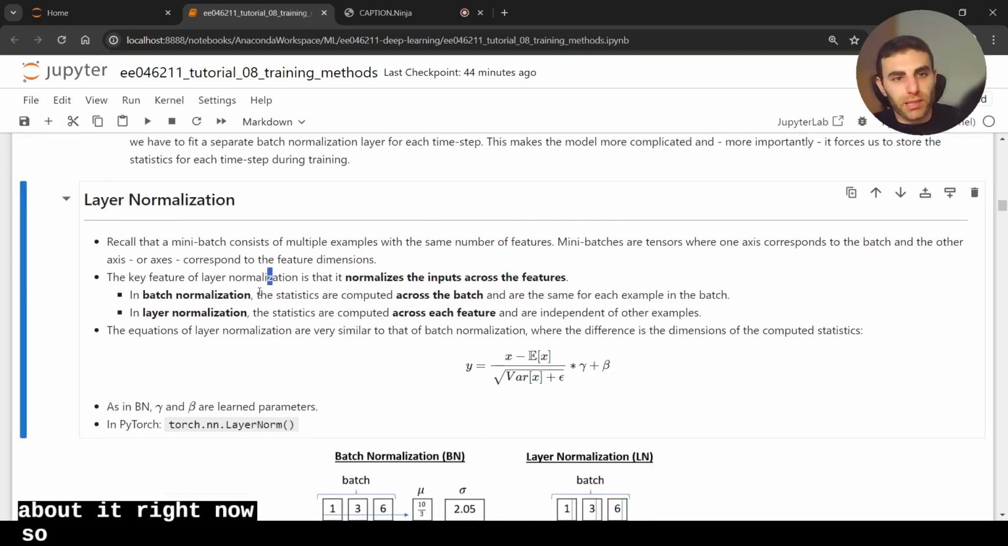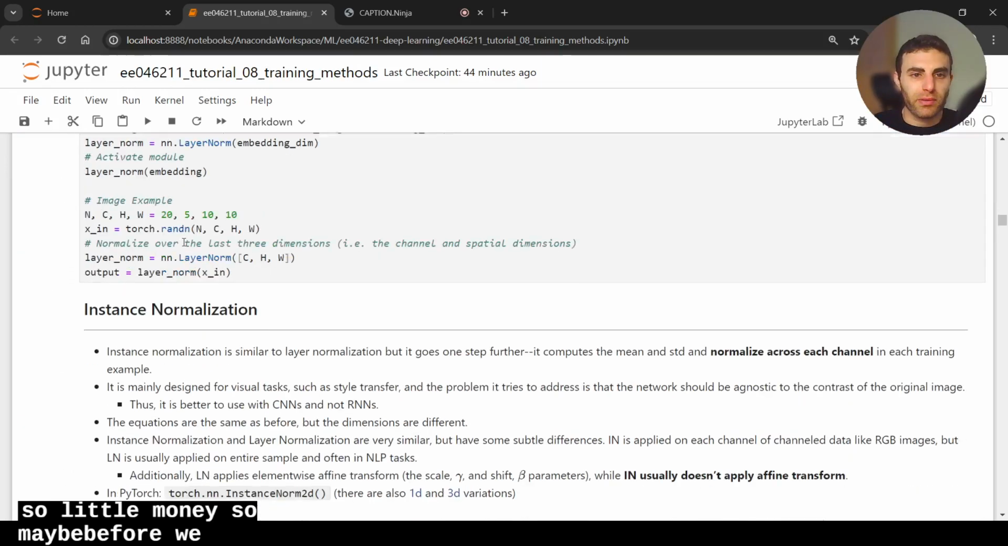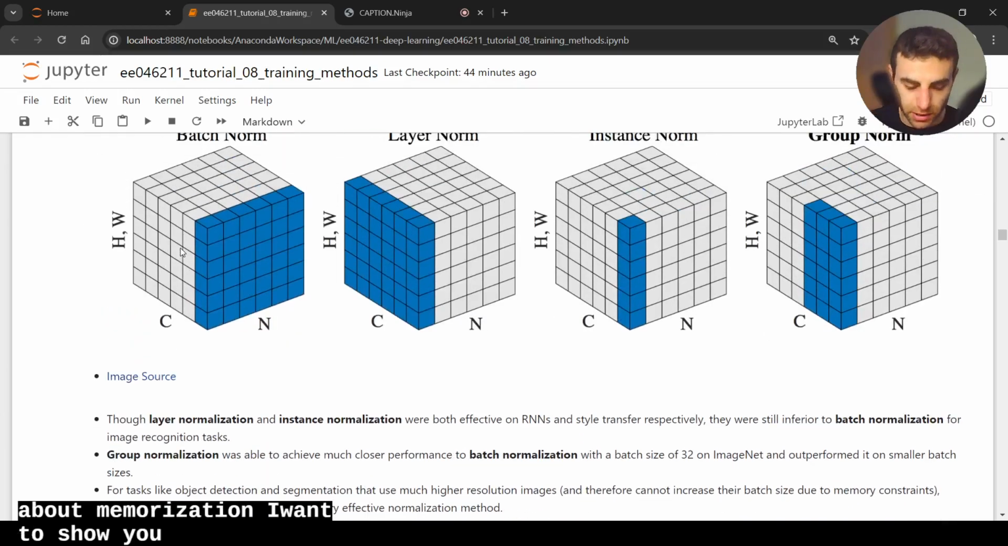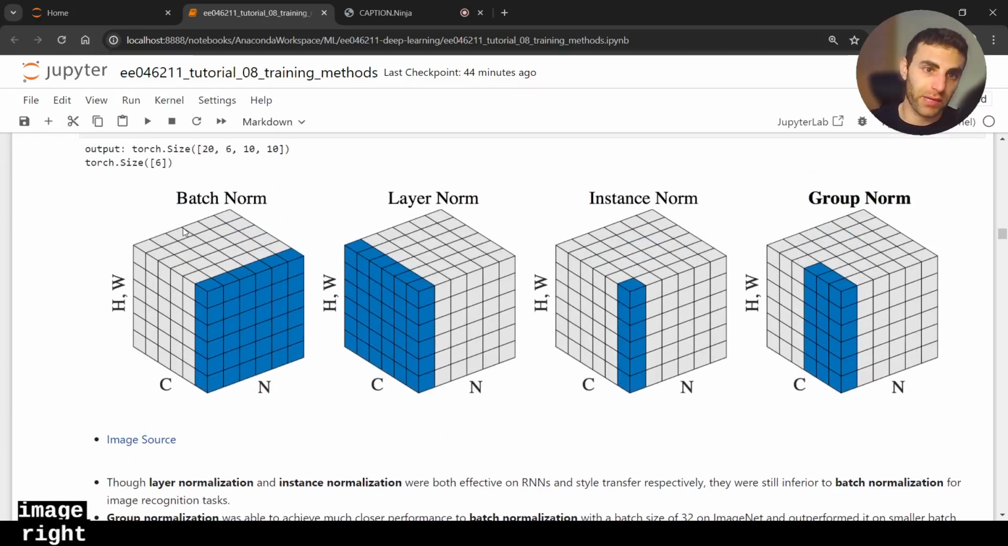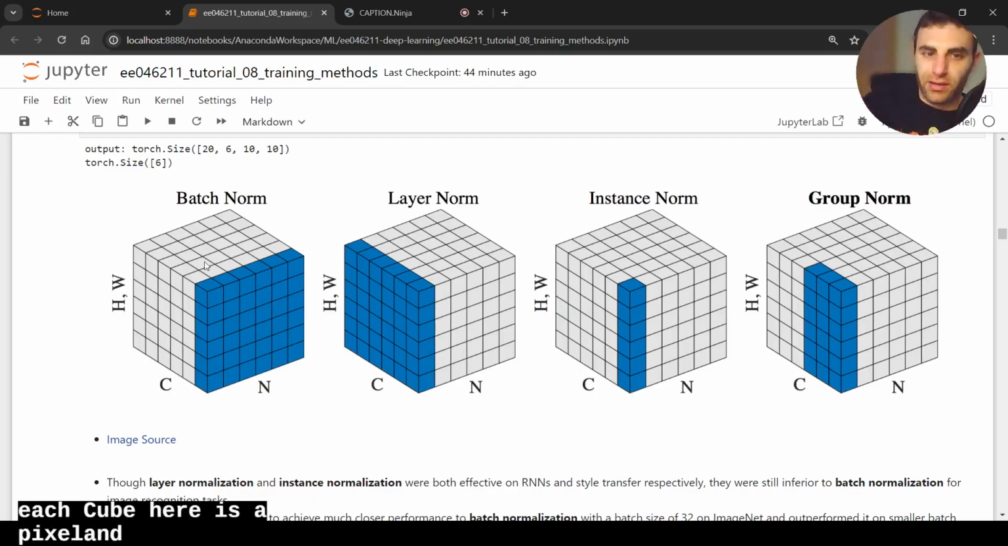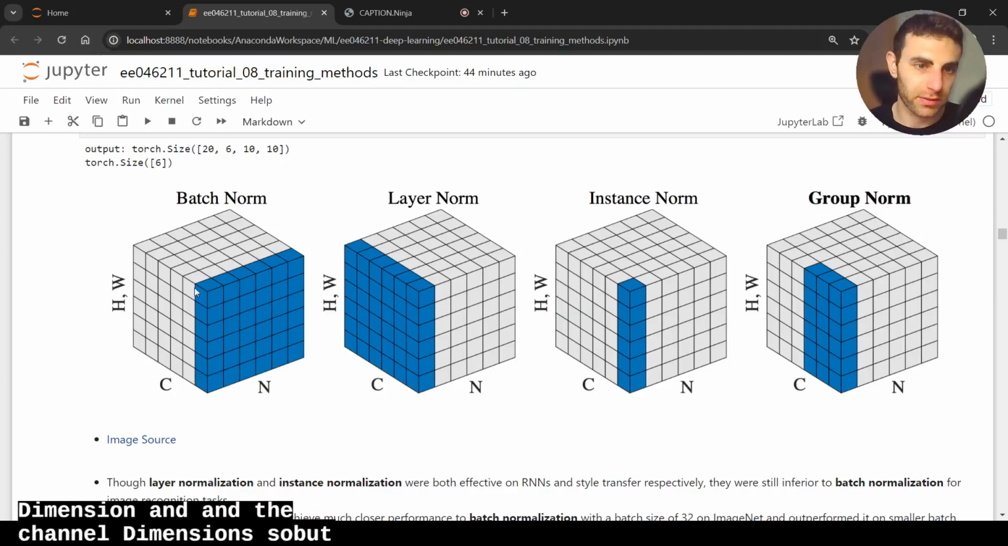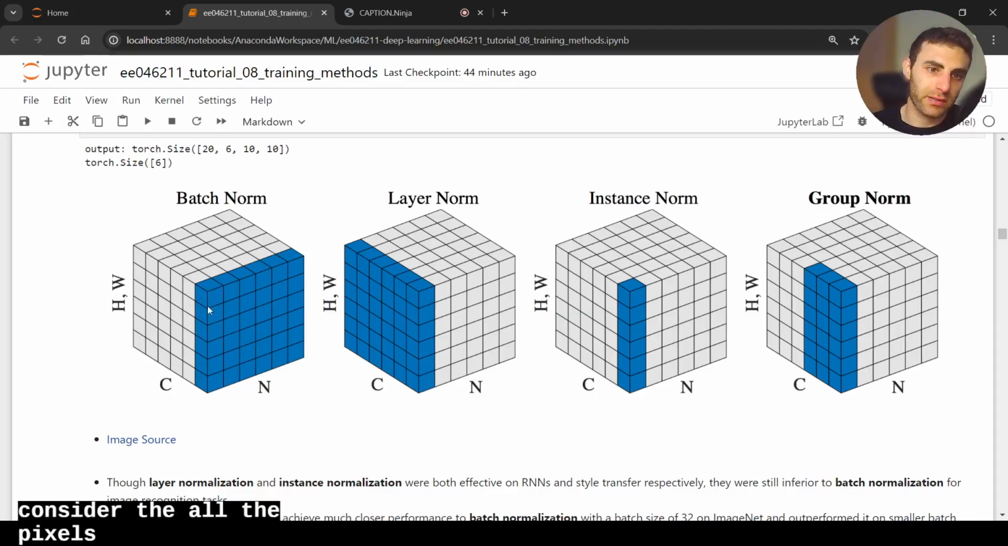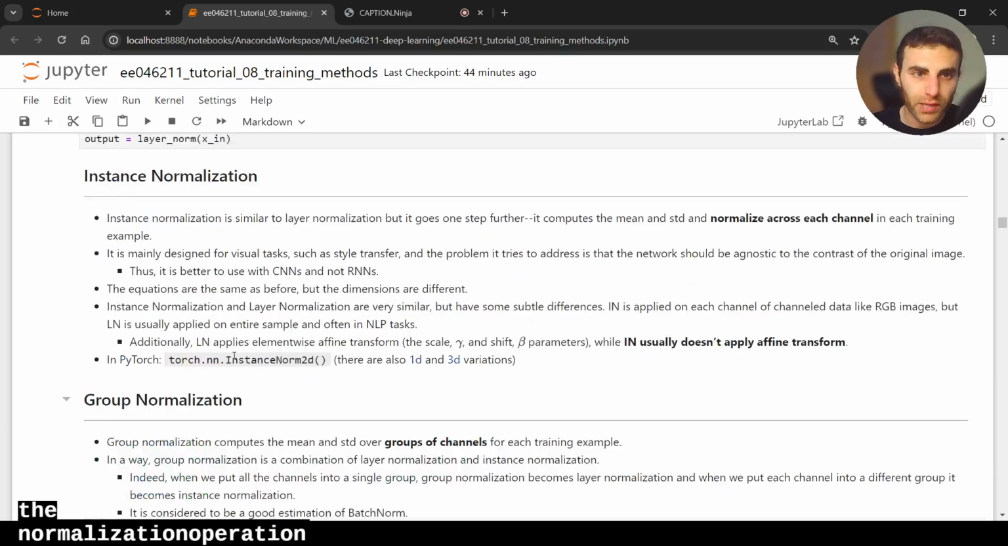So maybe before we talk about layer normalization, I want to show you this in an image. So here is batch norm. Each cube here is a pixel, and we have the batch dimension and the channel dimension. Batch norm considers the average channel. So we consider all the pixels in each channel over all batches. This is what batch norm is doing, and this is what is considered for the normalization operation. Now layer norm.